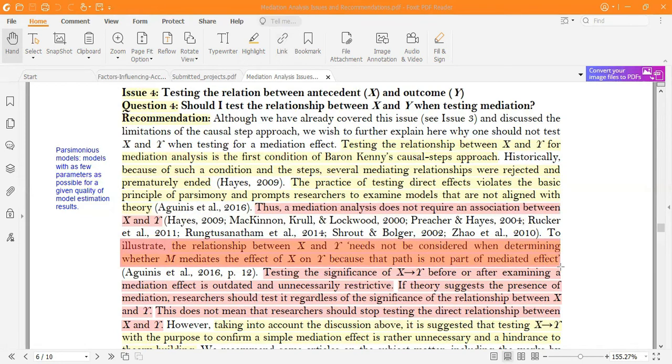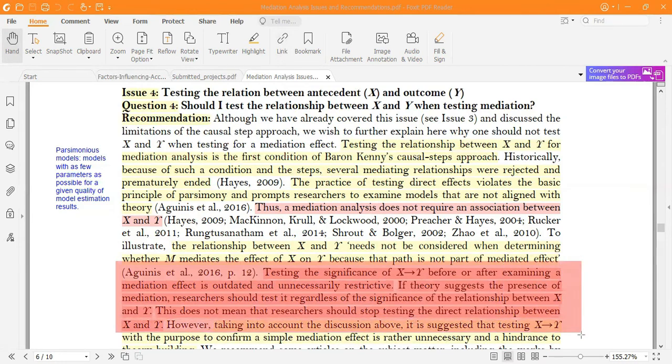A wonderful thing is there. It means that the relationship between the X and Y need not be considered. It's not necessary to consider it because the direct path, the direct effect, is not part of the mediation. If there is no direct effect, there is no harm, no negative impact on the mediation, and you can still perform the mediation.